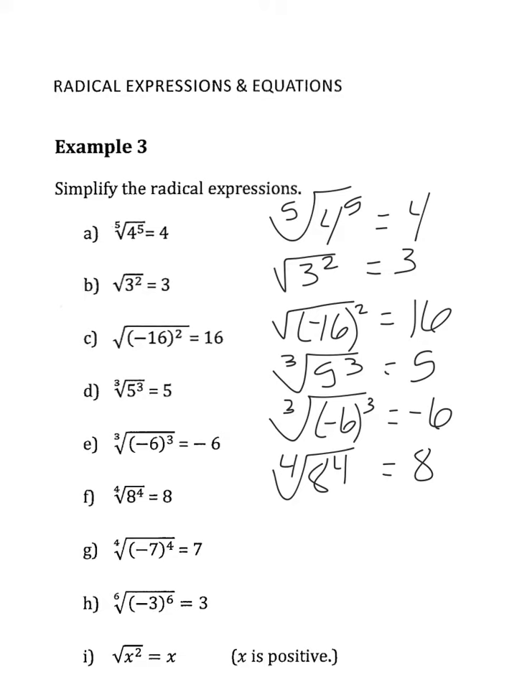On letter G, the fourth root of negative 7 to the fourth power, and we need to think about this negative because there are 4 of them. 1, 2, 3, 4 negatives multiplied together give you a positive number. And the fourth root of that positive number will be positive. These 4s do cancel each other, and the base becomes positive 7.